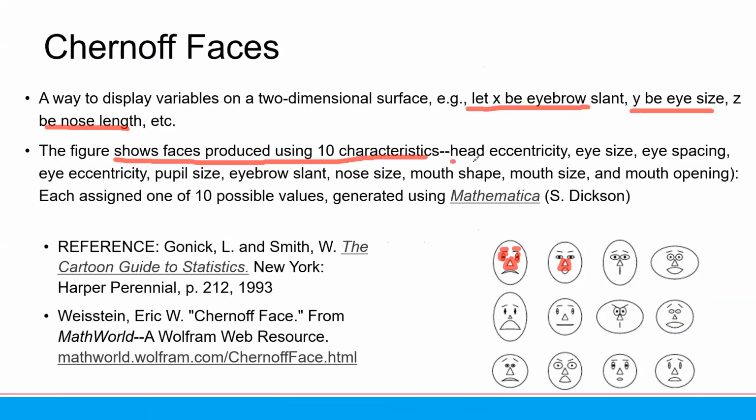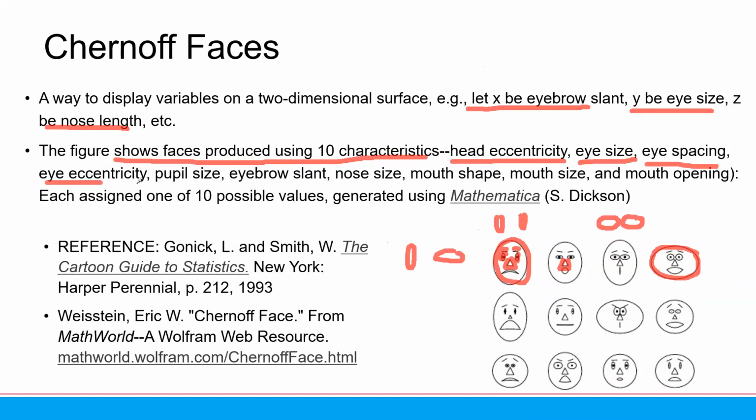For example, this is head eccentricity. So the head is like this one, and the head is like this one. It represents different values. Eye size. The eye is oval like this, or eye is oval like this. It shows different value. Eye spacing. So the eye space is far, but this eye is close. Okay, so it has different values.